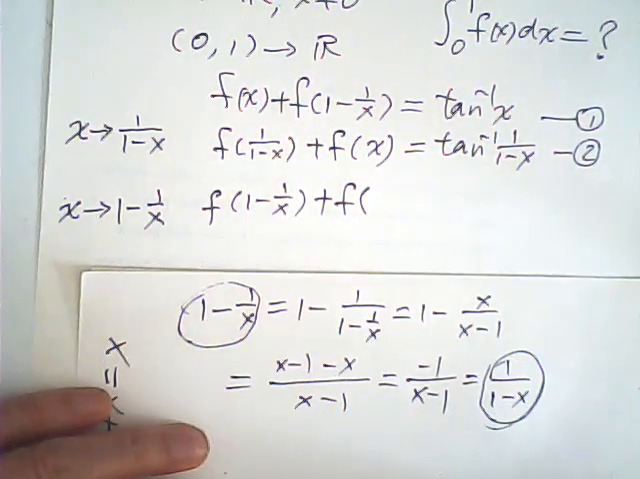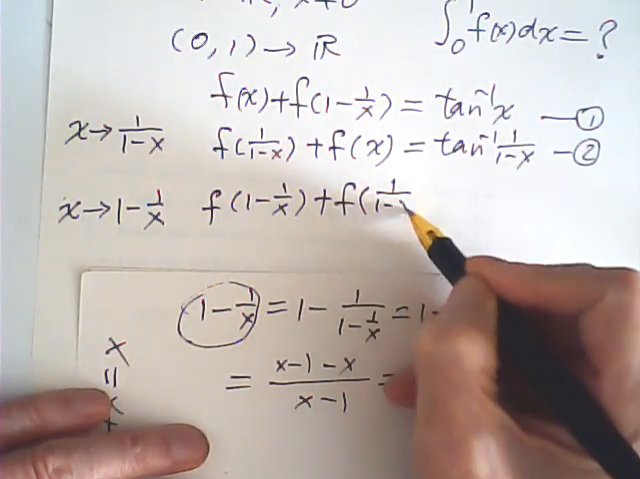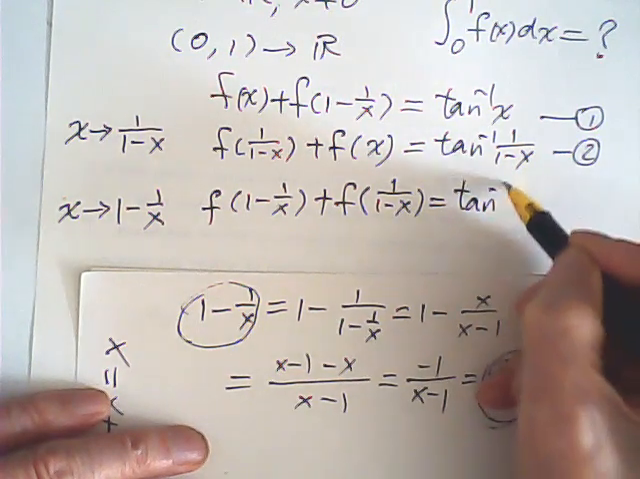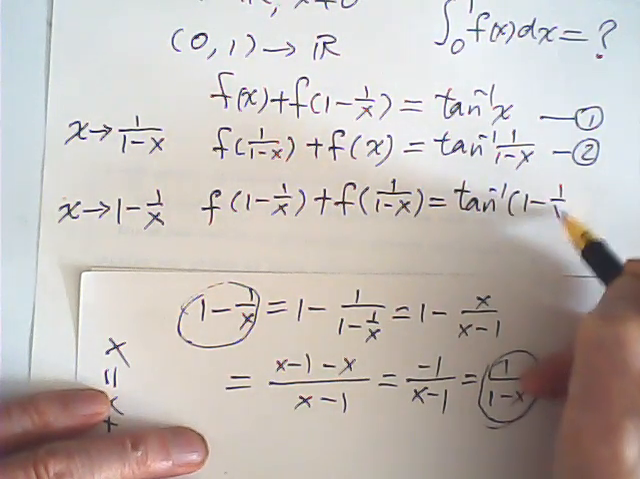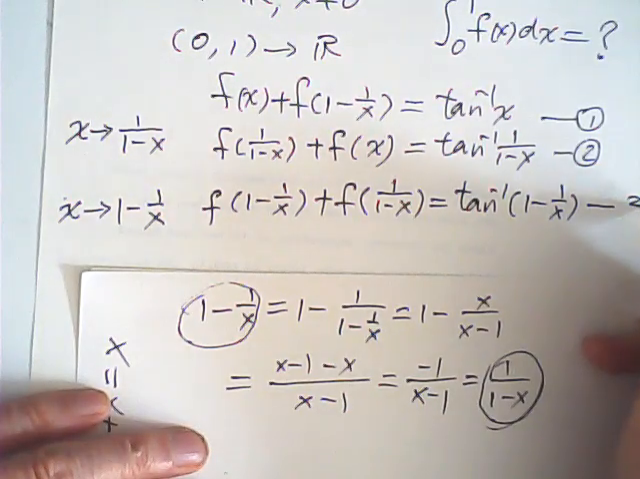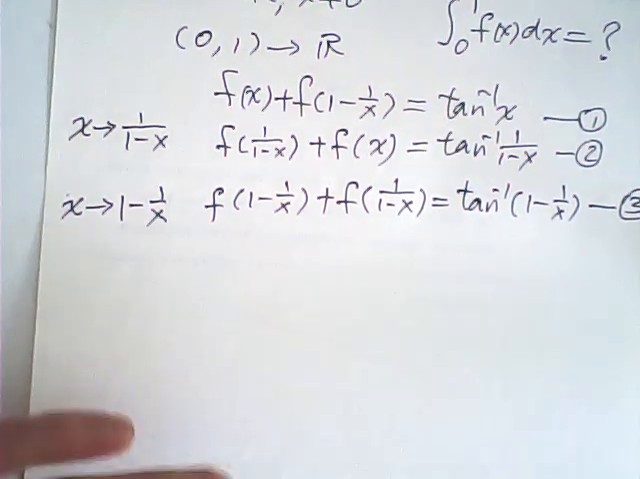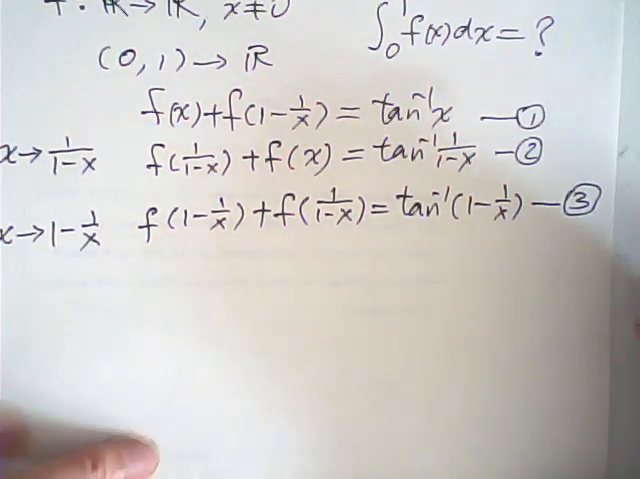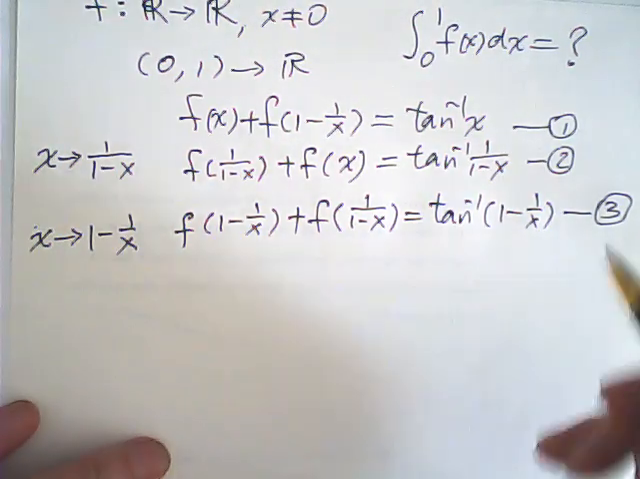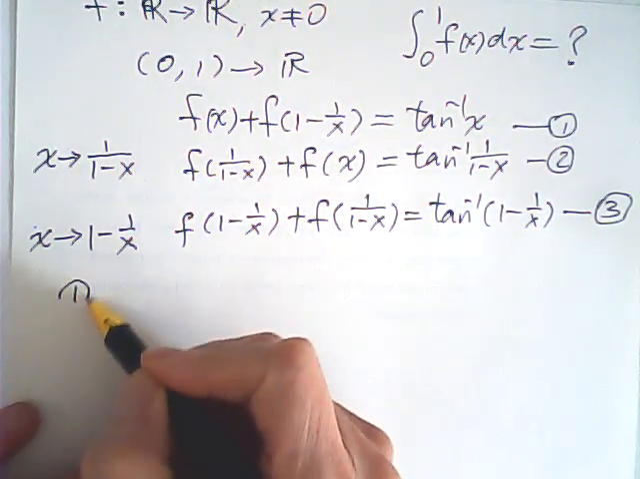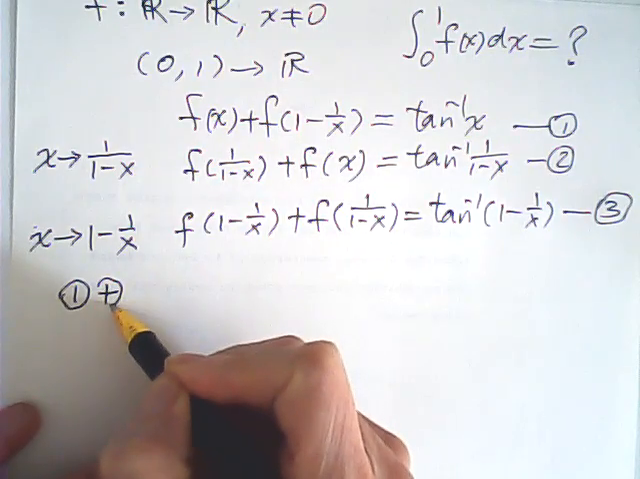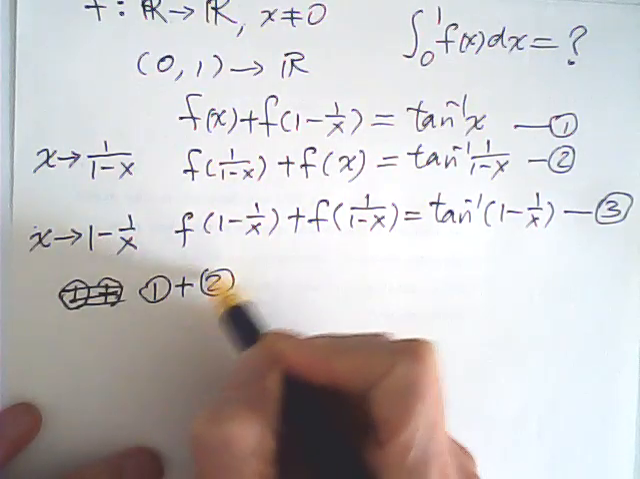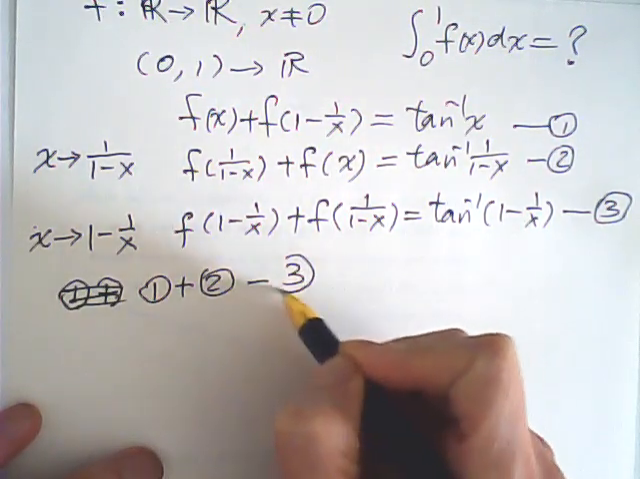So we have f of 1 minus 1 over x is equal to arctangent of 1 minus 1 over x. I call this equation 3. Now I have 3 functional equations. If I add equation 1 to equation 2, then minus equation 3.